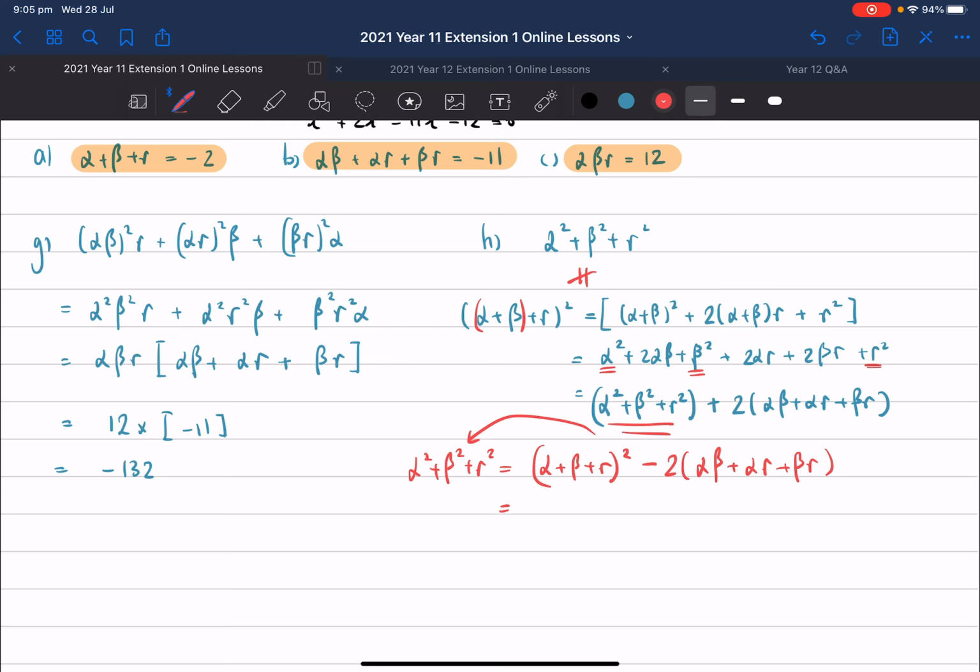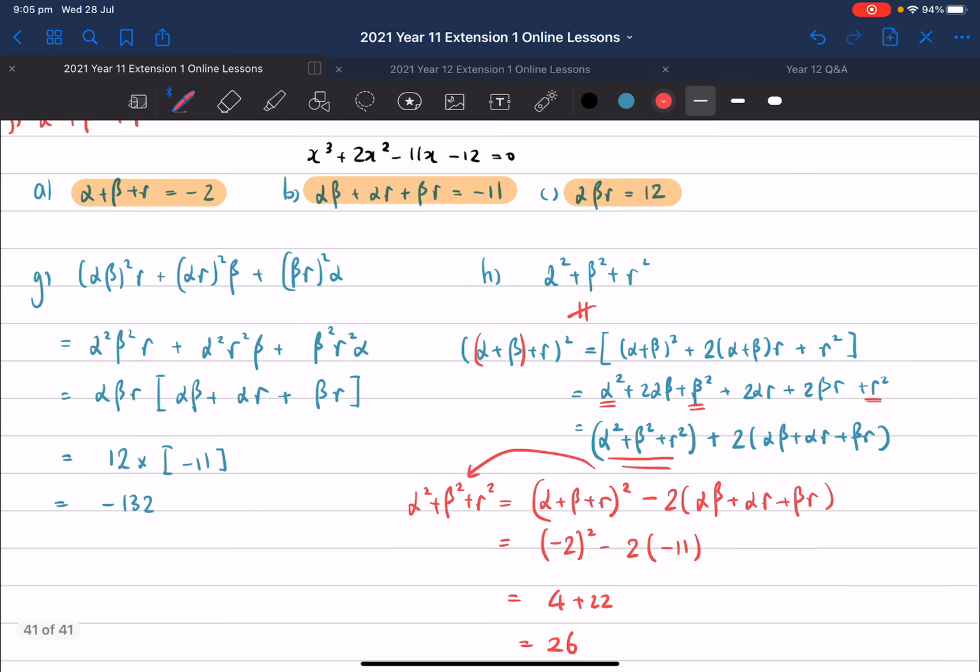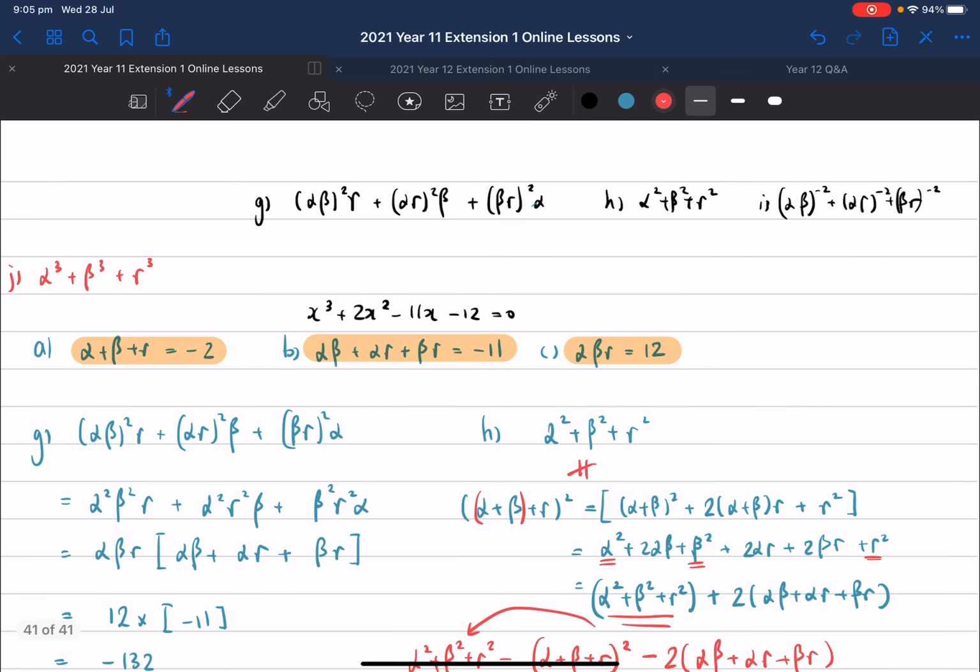Right, so if you know that, then in this case it's much easier. We know alpha plus beta plus gamma is equal to -2, so we can square it. And then 2 times the sum of the products of two pairs, which is -11. So at the end, that becomes 4 plus 22, which is equal to 26. Okay, and that becomes the answer. Pretty easy. All right, let's move on to the next one.